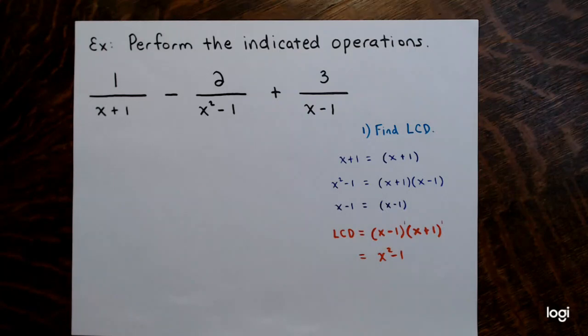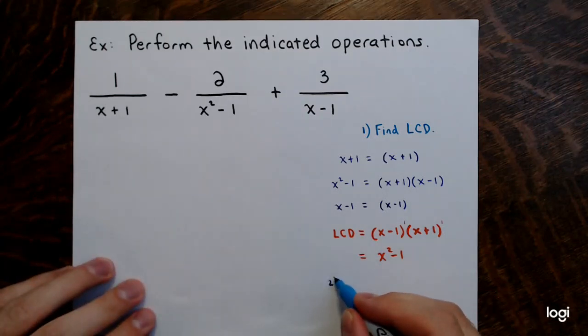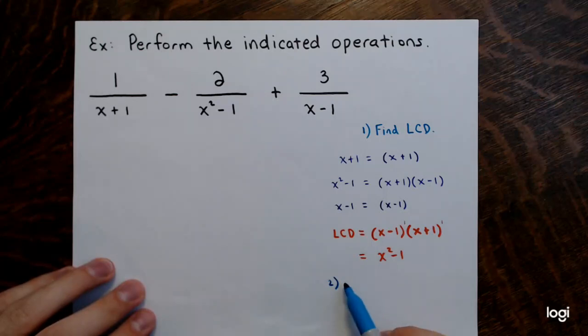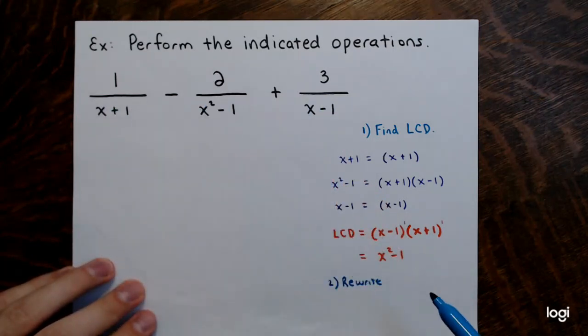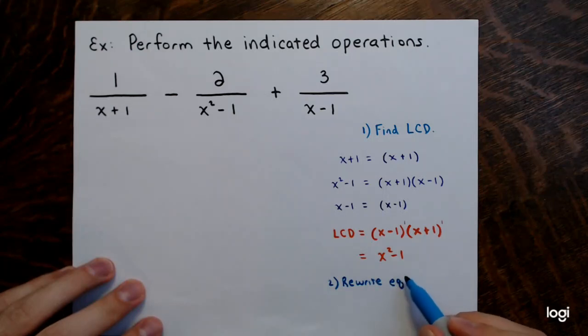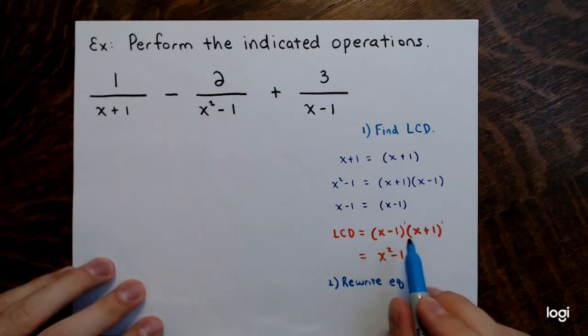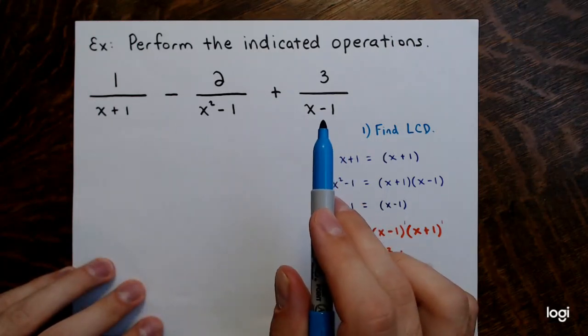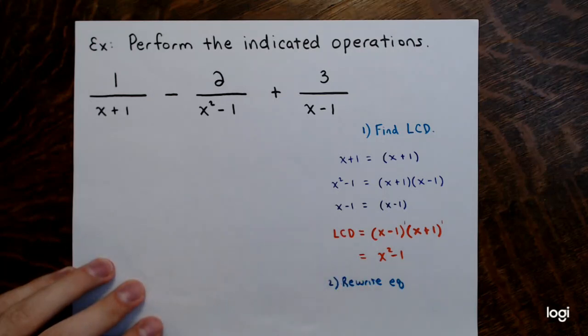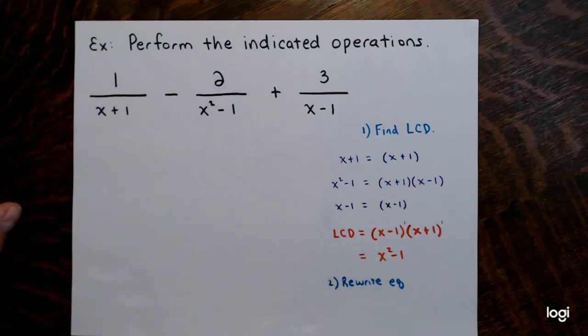Alright, so part 2. First was find the LCD, and then I'm going to rewrite equivalent fractions. I'm going to take all 3 of these fractions and rewrite them as equivalent fractions with the LCD, this x minus 1 times x plus 1, or x squared minus 1, as the denominator instead. Because if you look at all the denominators right now, they're different. You cannot add or subtract when the denominators are different. The only way you can add or subtract is when denominators are the same. You have a common denominator, so that's what we're trying to do here.